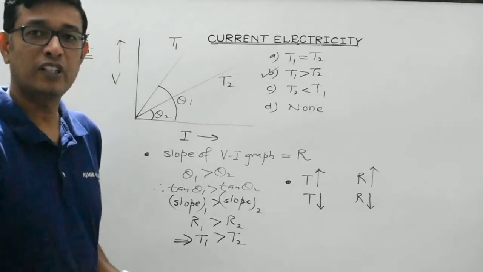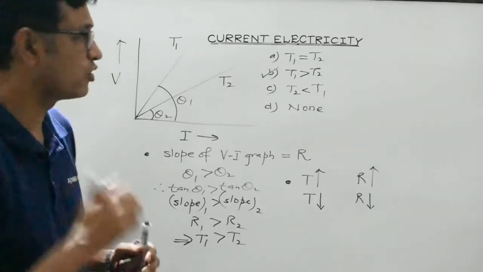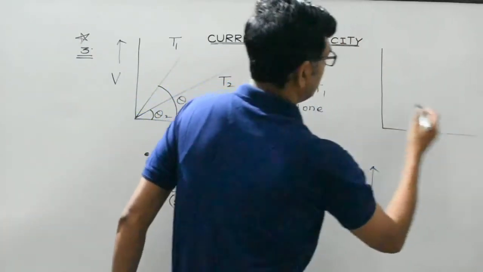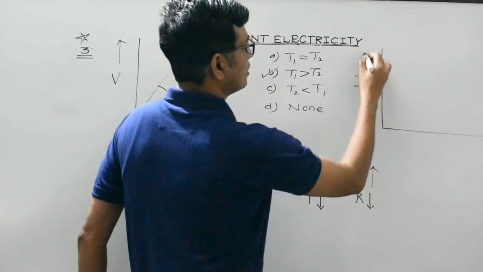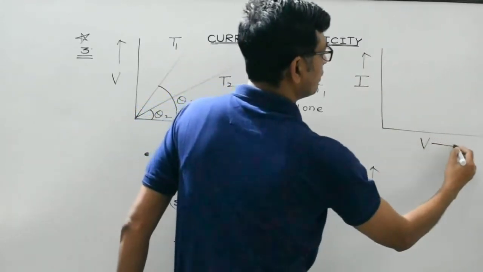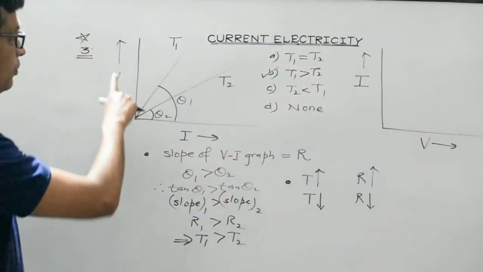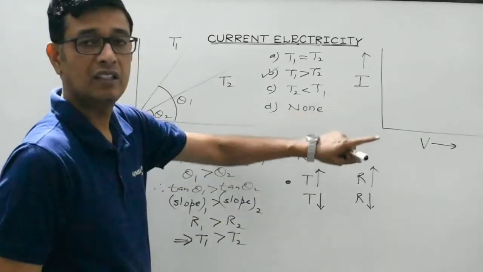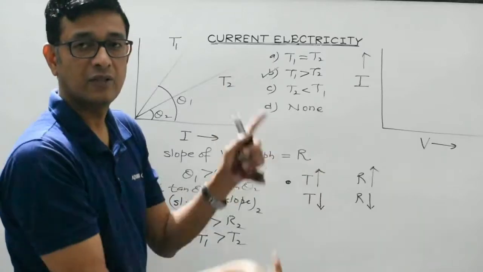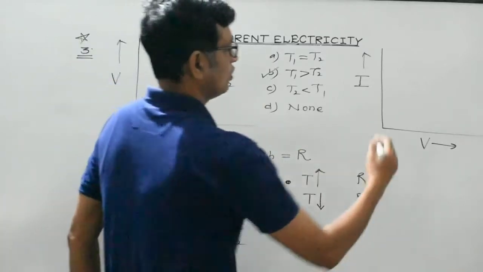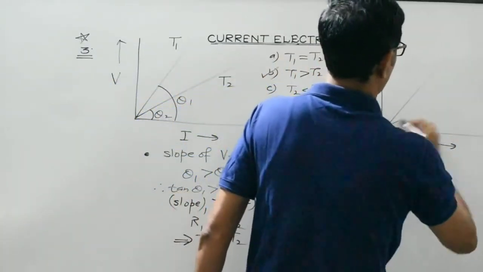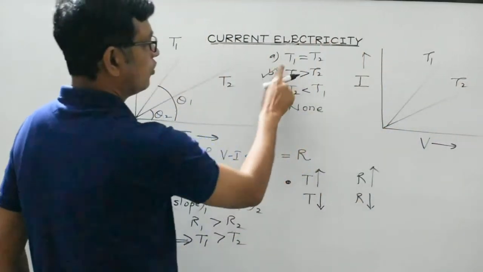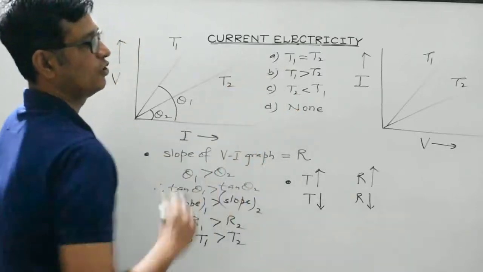Now students, before proceeding with the next question, I must mention that in the same question, if the graph between V and I is given like this, note down the difference between these two. Here the potential difference is plotted along the y-axis and current along the x-axis, and here the physical quantities have been interchanged. Suppose this is T1 and T2. In this case, what would be the valid relationship between T1 and T2?